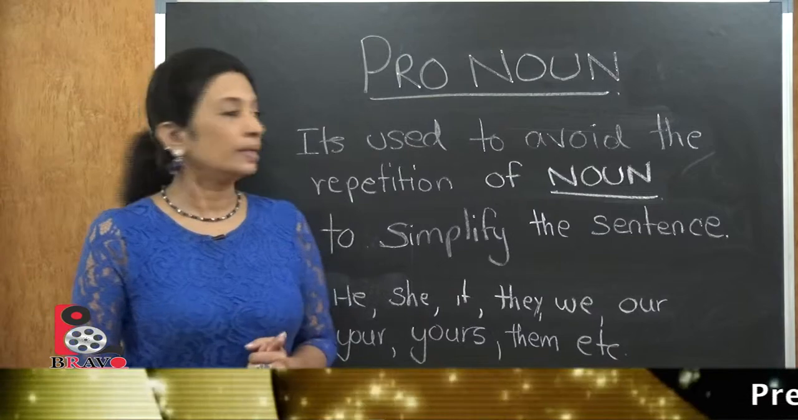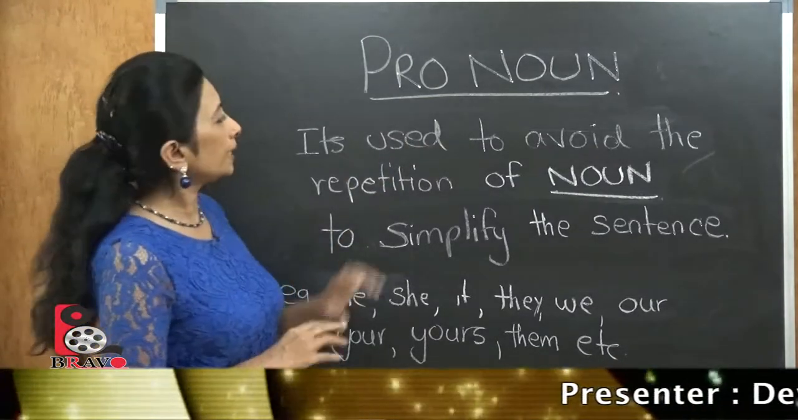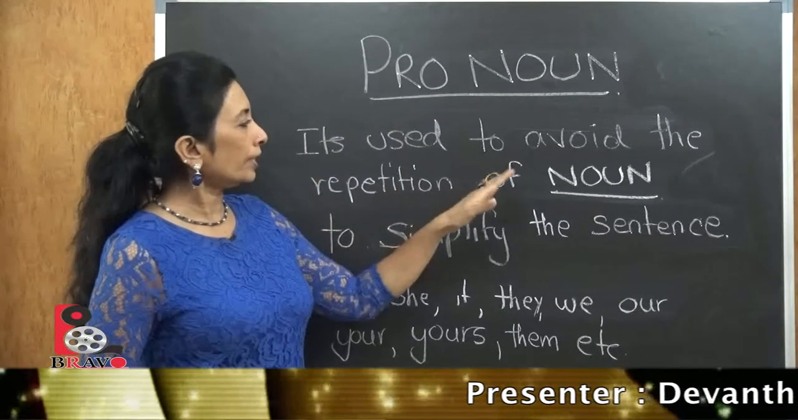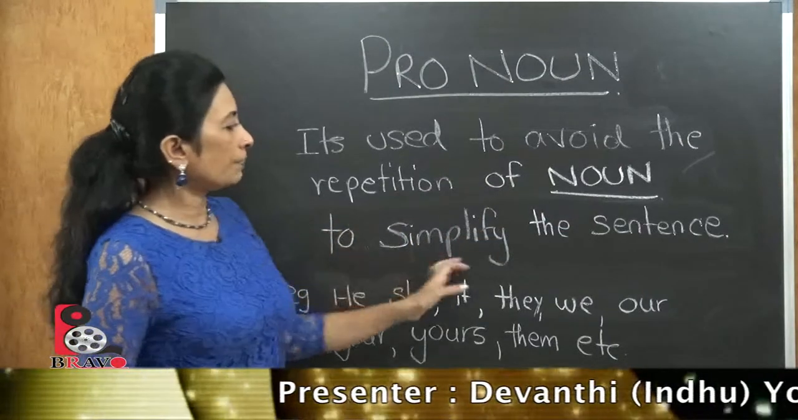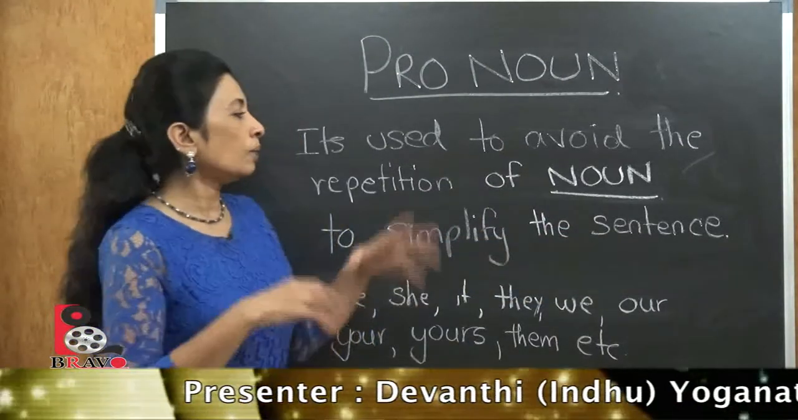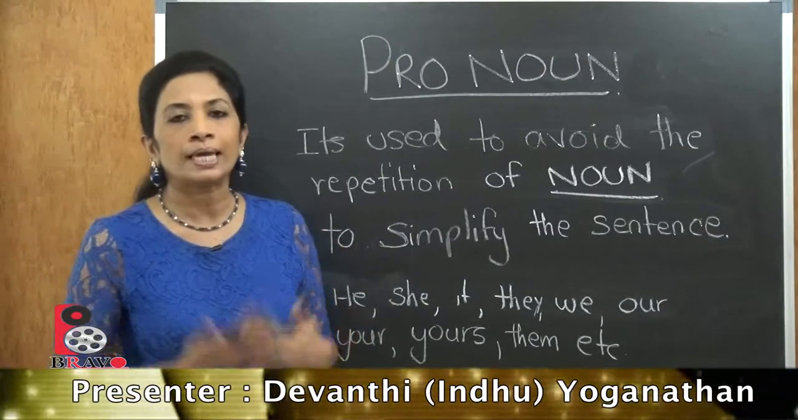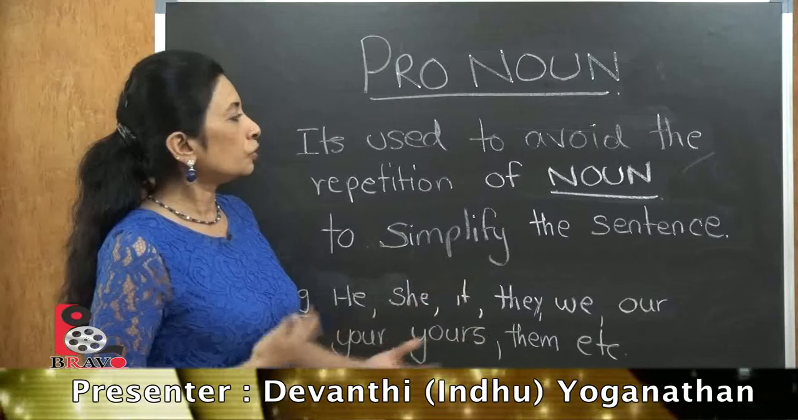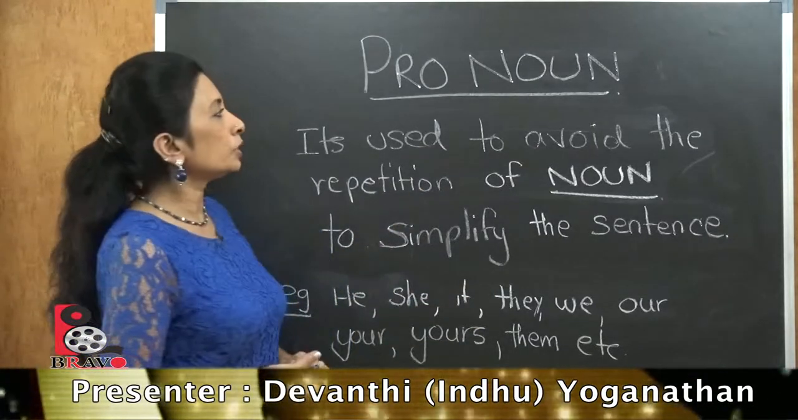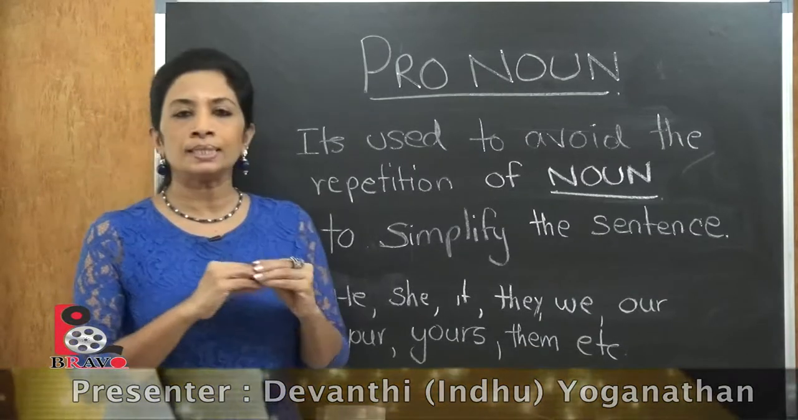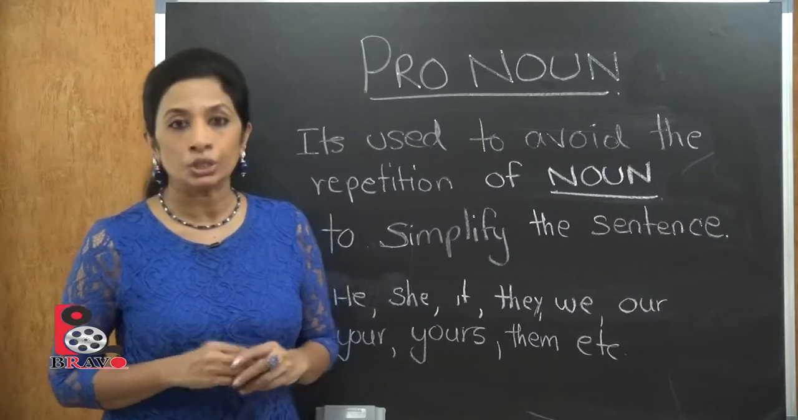The pronoun. The description of it, to simplify, is that it is used to avoid the repetition of a noun, to simplify the sentence. So, when a noun is used in a sentence, we should not be repeating it. The noun is the name, and we should not repeat it. A pronoun is used so that the sentence is not repetitive, but it still has the meaning that we need.